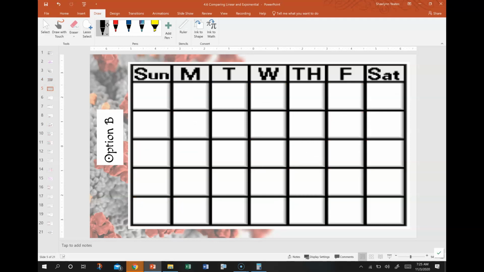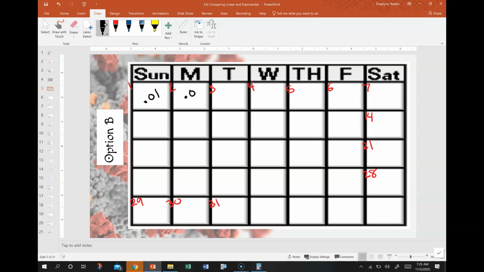So let's see on option B. Now on option B, we make a penny for the first day. Oh, let's go ahead and label our days. So this would be 1, 2, 3, 4, 5, 6, 7. Then this would be 14, 21, 28, 29, 30, 31. And then we'll have our total at the end. It'll be beautiful.